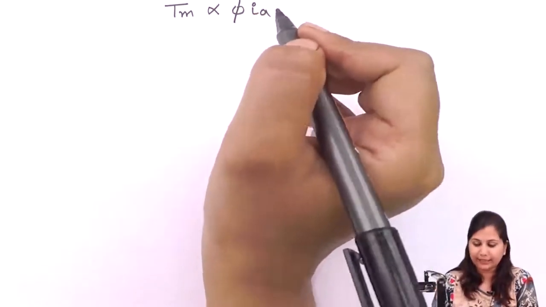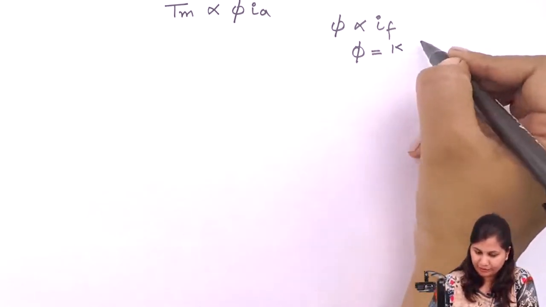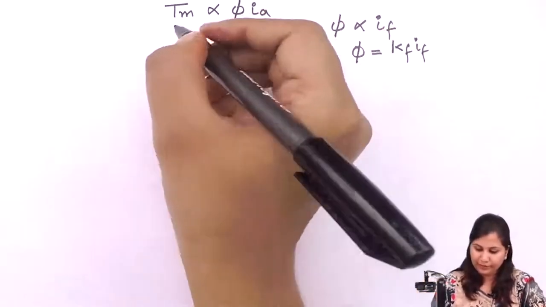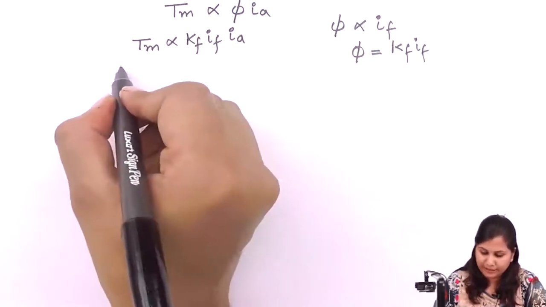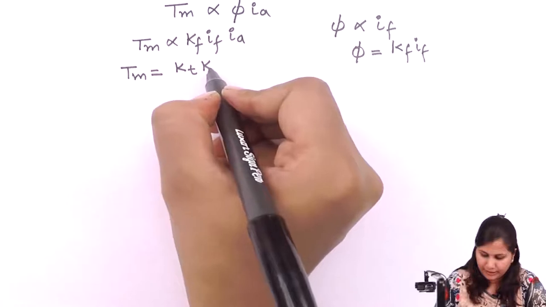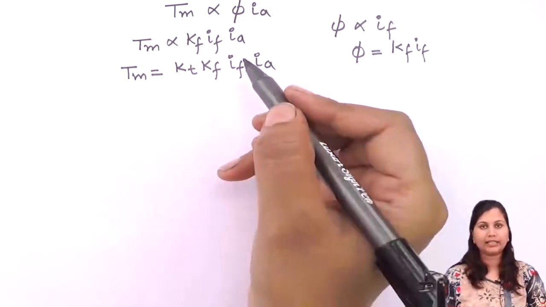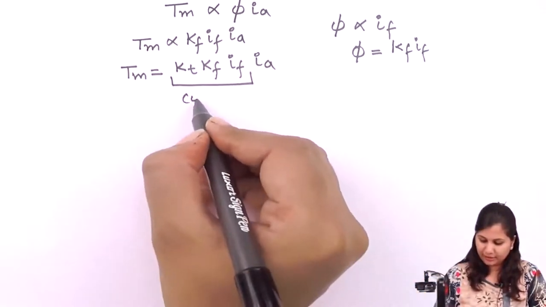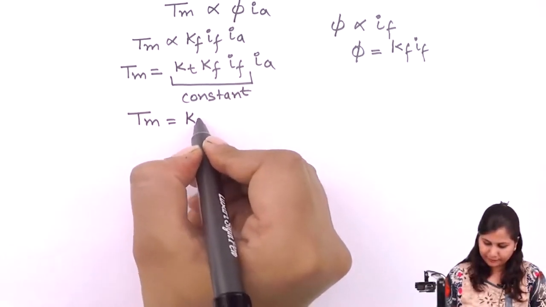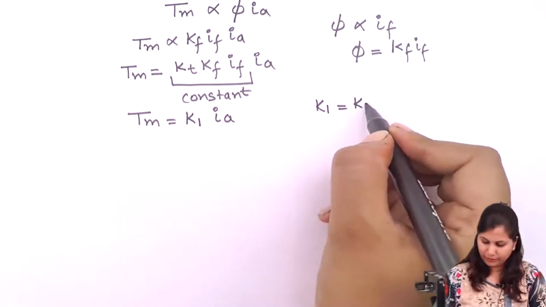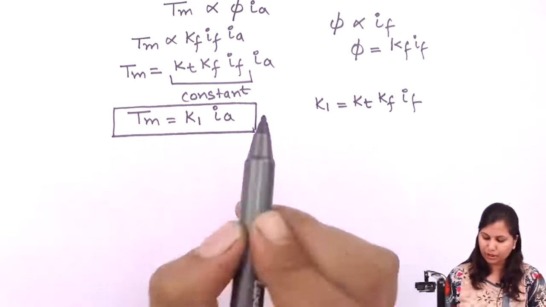Now remove this proportionality sign. We also know that flux is proportional to If, so if we remove this proportionality sign, we can introduce the constant Kf: phi equals Kf If. Putting the value of phi here, we have Kt Kf If Ia. Kt is a constant, Kf is a constant, and the field current we have already kept constant. So instead of these three constants, we replace them with a single constant K1, and this is Ia, where K1 is equal to Kt Kf If. So this is the torque, and this torque is proportional to the armature current.